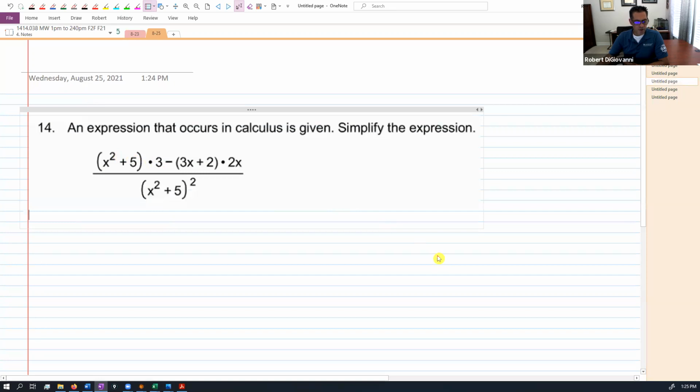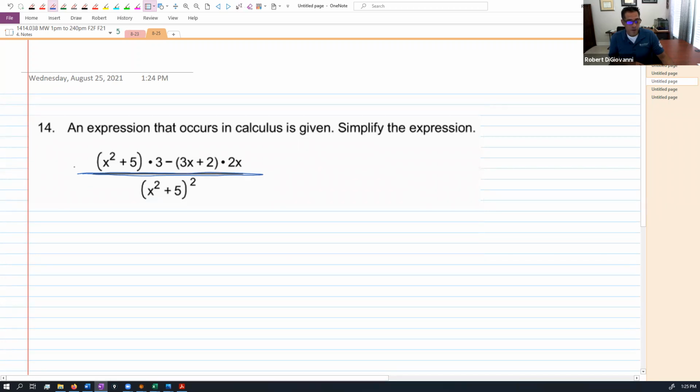Says here, an expression that occurs in calculus is given, simplify it. So they're saying that this is something that you might run across in a calculus class, not this exact problem, but an expression that might look weird and kind of nasty like this. It's asking for you to simplify it, to try and clean it up, all right? So let's talk about the big division bar, right? We got this big division bar. So we want to try and see if we can't clean up the numerator first.